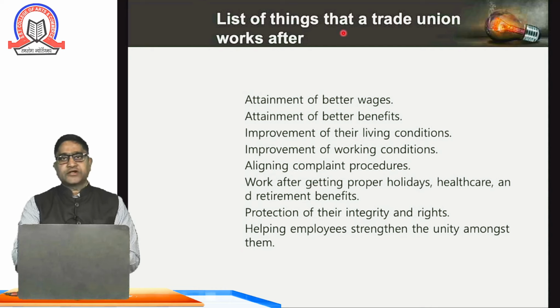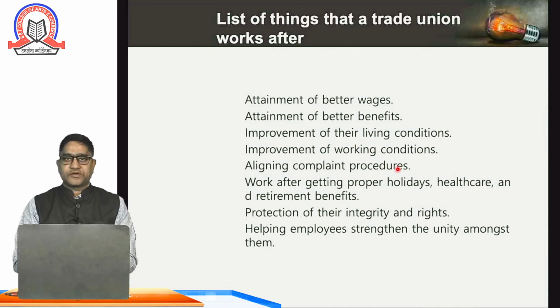What are the things the trade union must be doing? That is attainment of better wages, so there should be better wages for the employees. Attainment of better benefits, which should be given by the employer to the employee. Improvement of their living conditions and standards: hygiene, sanitation, and sitting arrangements should be provided in the offices or in the factories. Improving the working conditions, that means the timing should be fixed, and they should be given a healthy diet, healthy food, and a subsidized canteen.